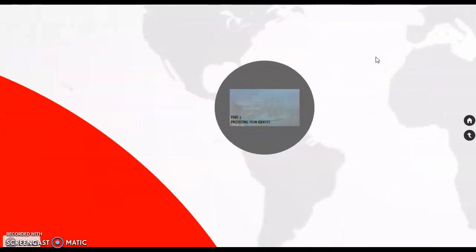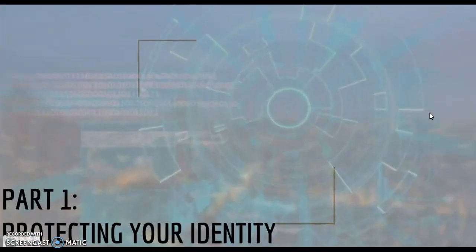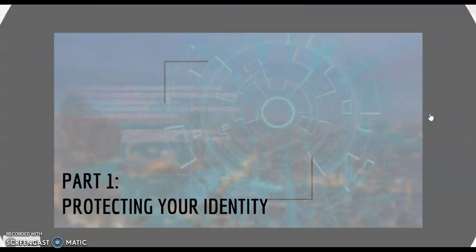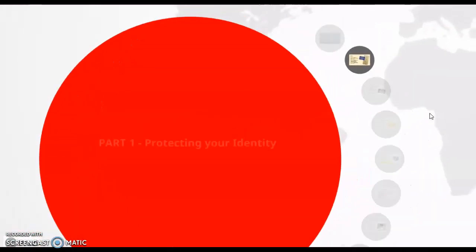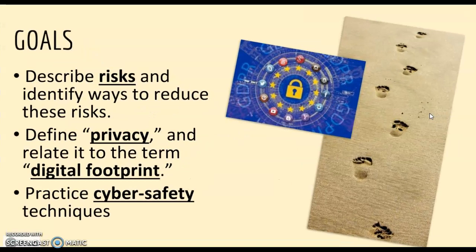So let's talk about ways to protect yourself. Like I said, the first part of this course is all about protecting your identity. So let's find out how to do that. So what are our goals today? Well, our goals are to, number 1, describe the risks and identify ways to reduce these risks. You have to protect yourself when you're online, and there's lots of ways to do that, but you have to first identify what are some danger areas and then how to reduce your risks.